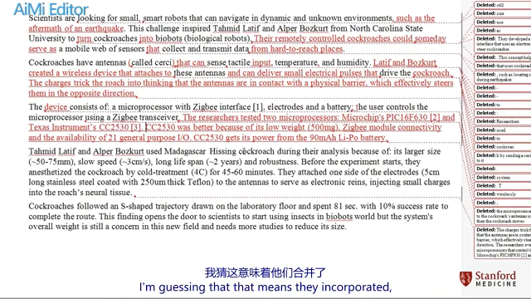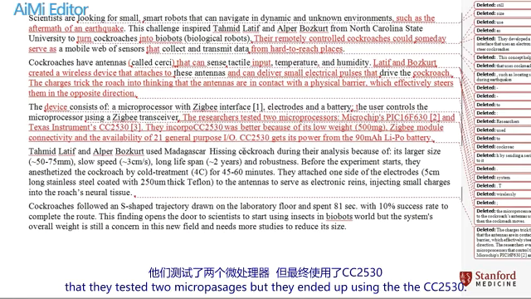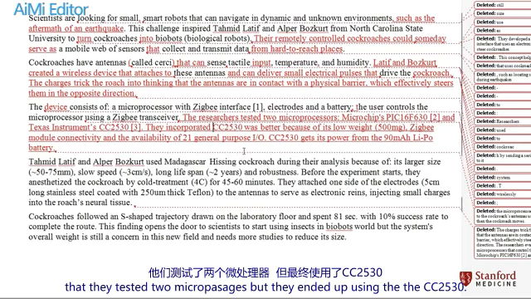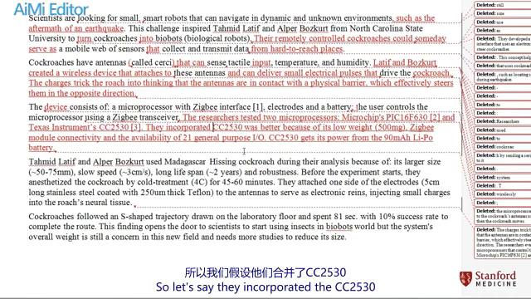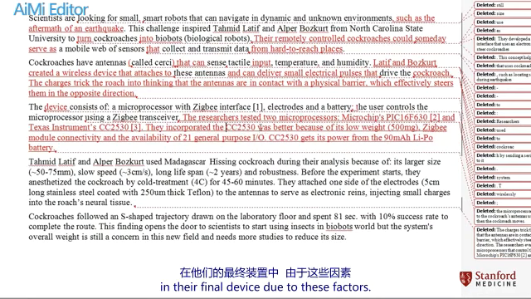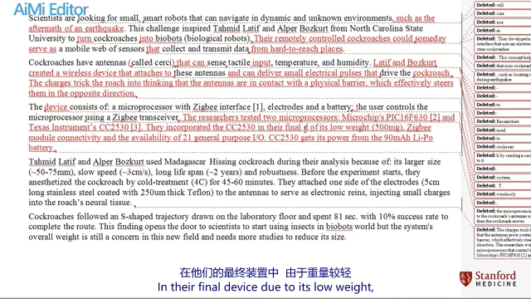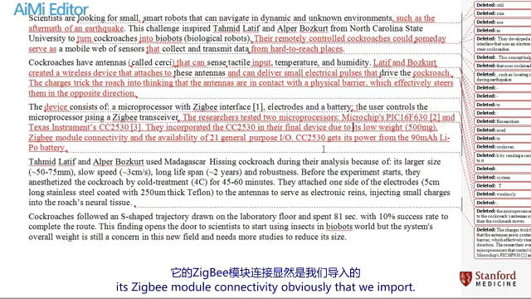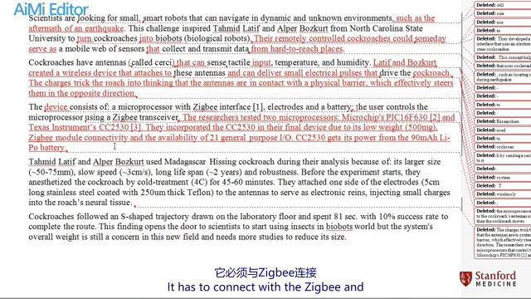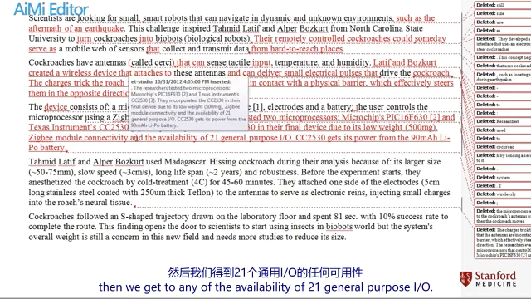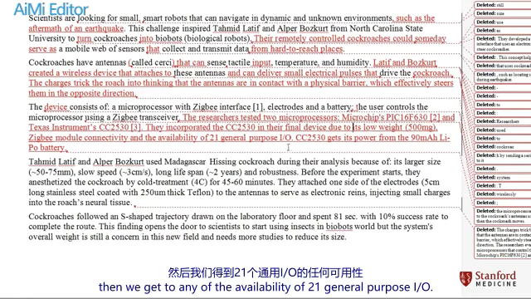I'm guessing that means that they tested 2 microprocessors, but they ended up using the CC2530. So let's say they incorporated the CC2530 in their final device due to its low weight, its Zigbee module connectivity. Obviously that would be important if it has to connect with the Zigbee. And then we get to, and the availability of 21 general purpose I/O.